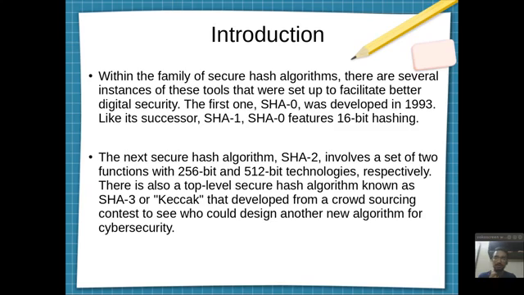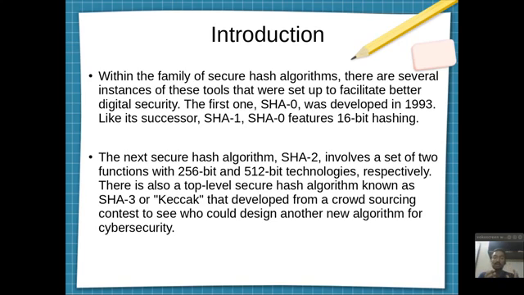Let us introduce you to SHA. Within the family of secure hash algorithms, there are several instances of these tools that were set up to facilitate better digital security. The first one was SHA-0, which was developed in 1993. The second one was SHA-1. SHA-0 features 16-bit hashing. The next secure hash algorithm, SHA-2, involves a set of two functions with 256 bits. So there are different types of SHA functions like SHA-0 and SHA-1.